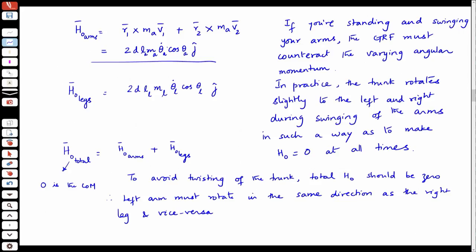And because they have to have the same time period, because they have to be coordinated, right? When you reach the maximum amplitude for the leg, that should correspond to the maximum amplitude of the arms. Therefore, theta A is now larger than theta L. So, that is why your arms swing more than your legs, and theta dot is also larger, in order to cancel out this total angular momentum.